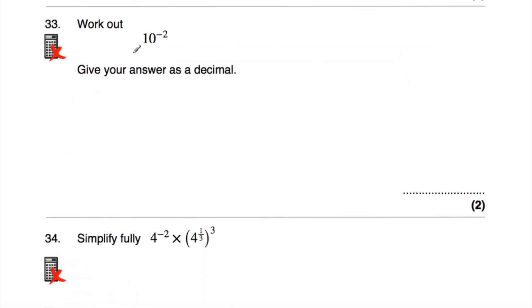So question number 33, we've been asked to work out 10 to the power of negative 2 and to give our answer as a decimal. So 10 to the power of negative 2, so we've got a negative power, so we're going to do 1 over the positive power. 10 squared is 100, so it's 1 over 100. So 10 to the power of negative 2 as a fraction would be 1 over 100 or 1/100th. Now we need to write it as a decimal.